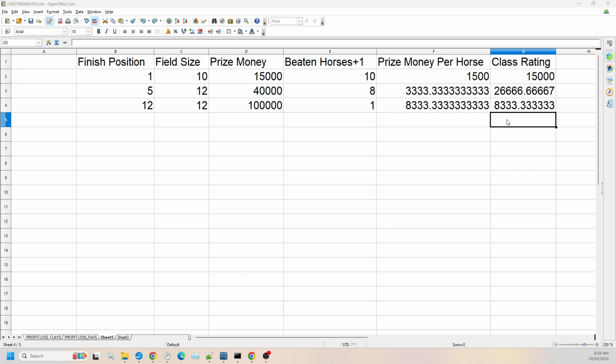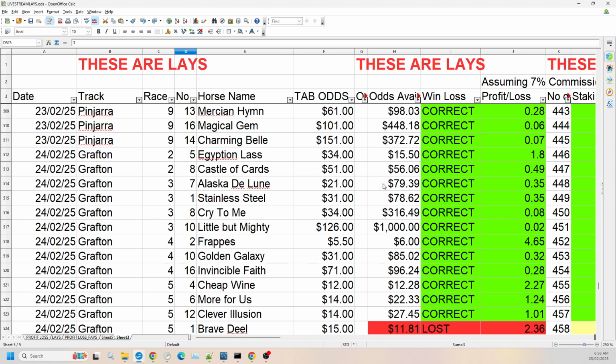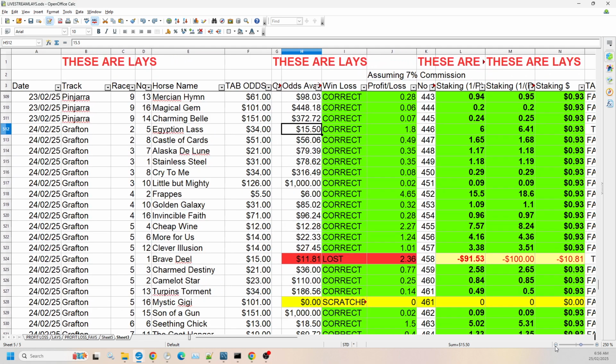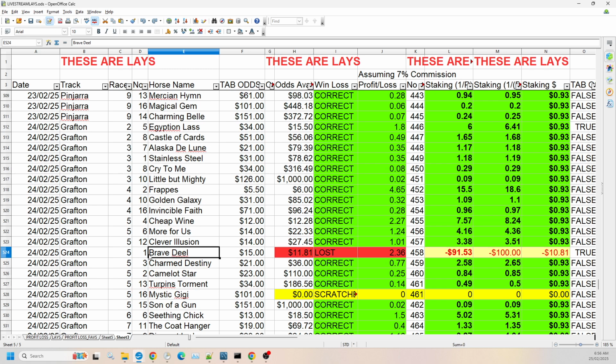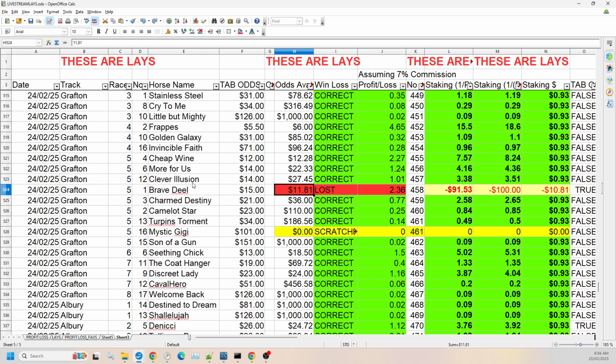Now I'm going to jump across to looking at the tips for today. So let's quickly have a bit of a look at how we did yesterday. Just now, we said there was a loss for the first 2 staking plans, but what actually happened there, just zoom this out again. We had one loss there in race 5 at Grafton. There were only 2 meetings, Grafton and Albury. Brave Deal won at $11.81 and it lost. So on those first 2 staking plans, it was costing you up near that $100. That's why they both ended in a loss.